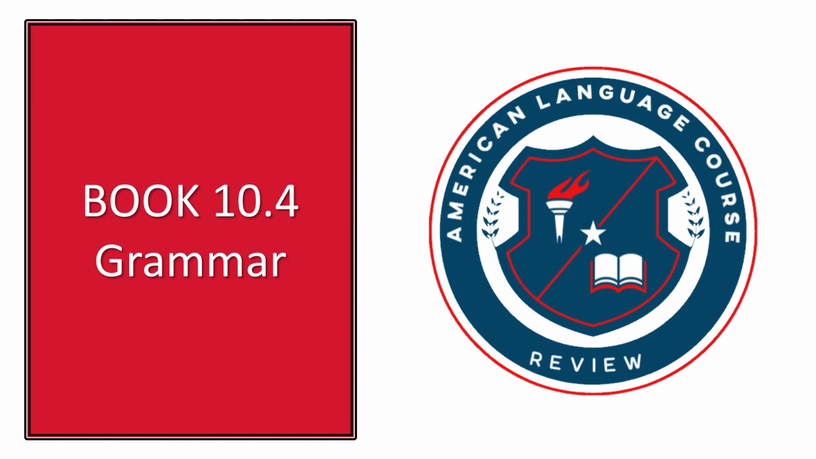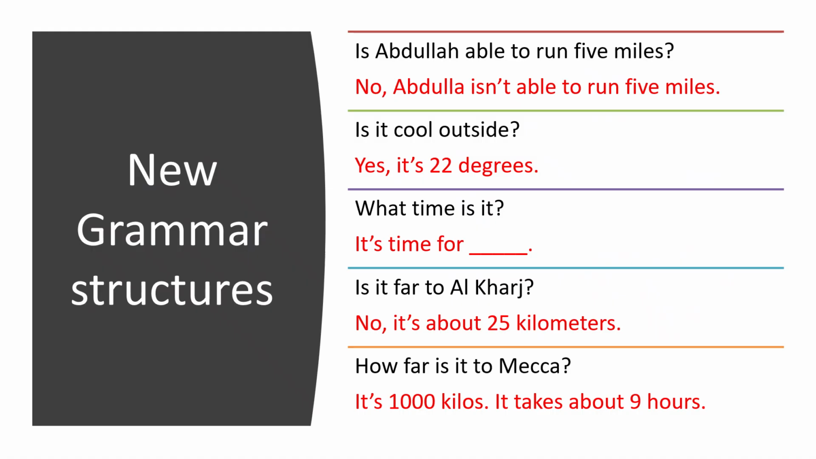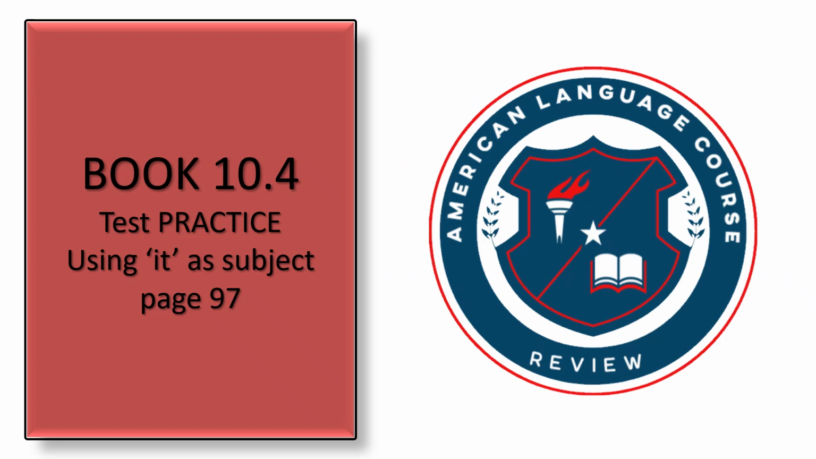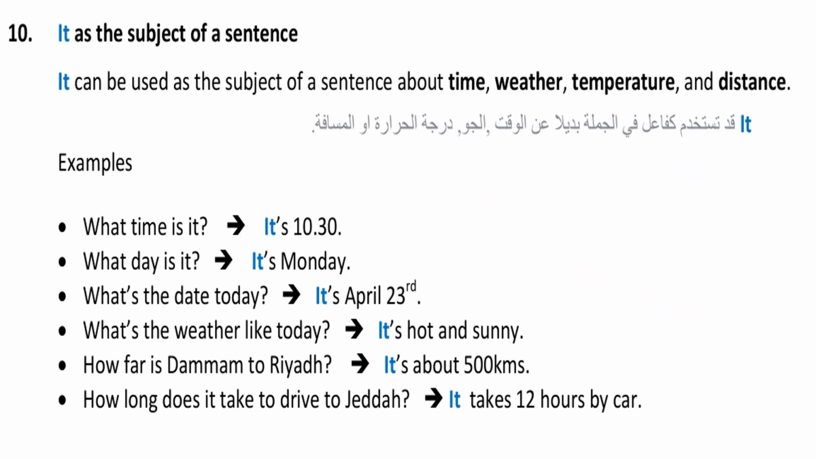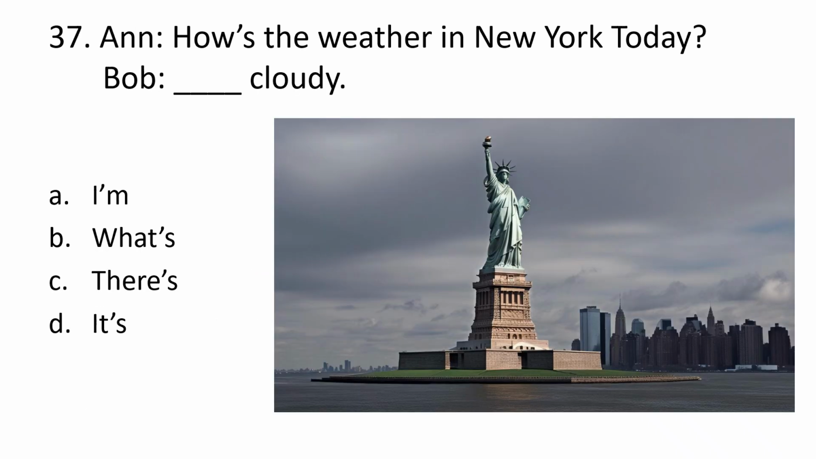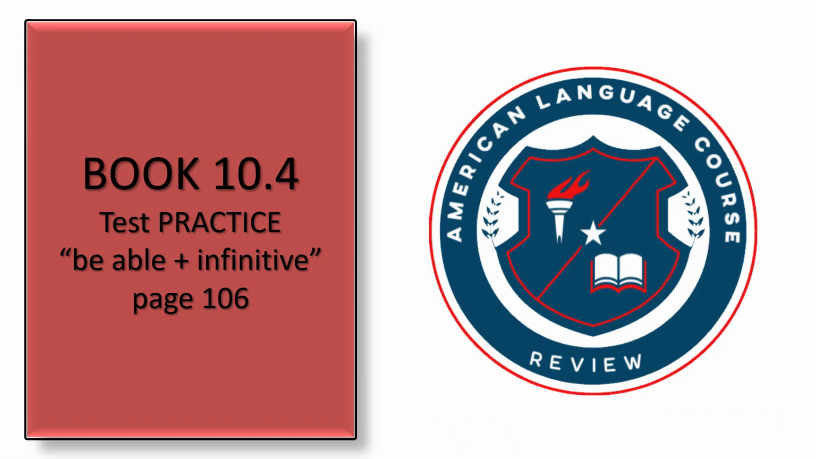Married. Near. Pleasant. Unpleasant. Pleasant. Unpleasant. Book 10, Lesson 4. Grammar. Book 10, Lesson 4. Test practice. Using it as subject. Page 97. It as the subject of a sentence. It can be used as the subject of a sentence about time, weather, temperature, and distance. It's cloudy.